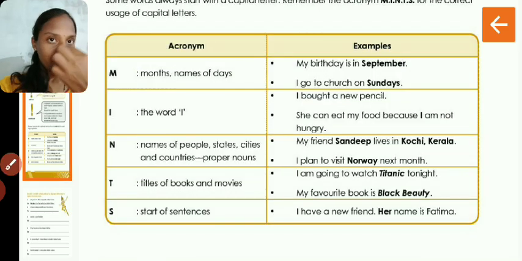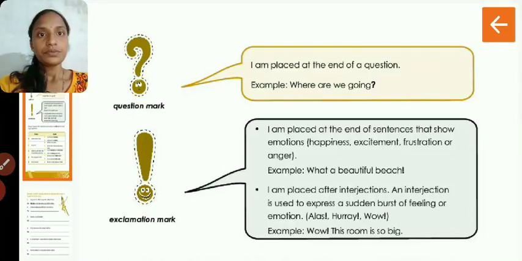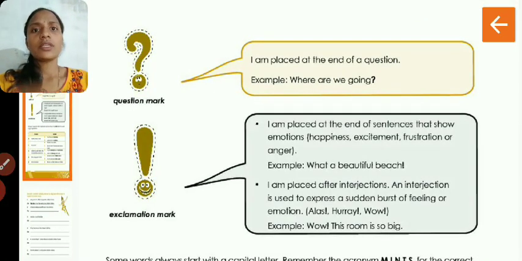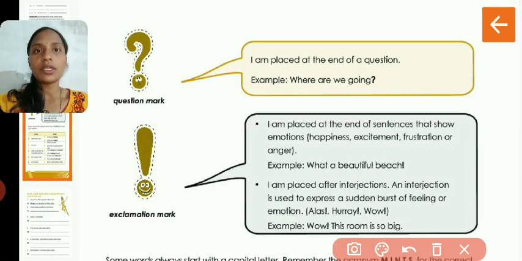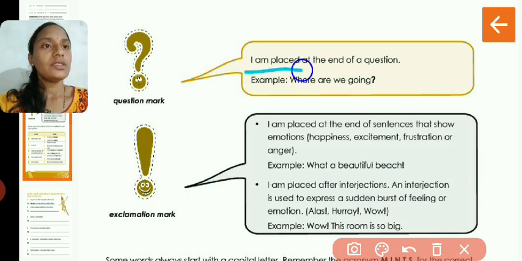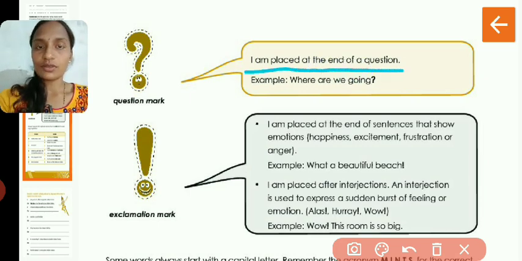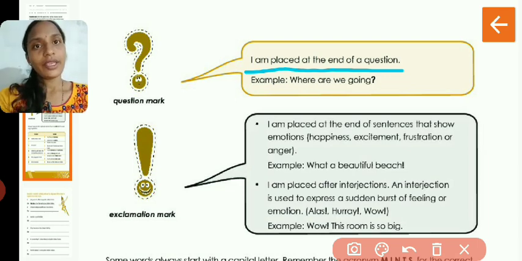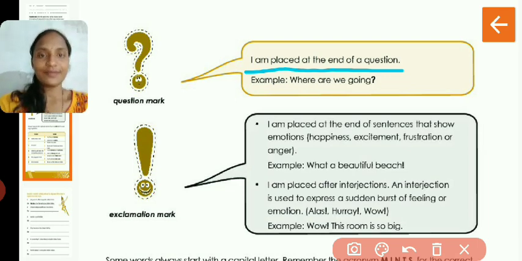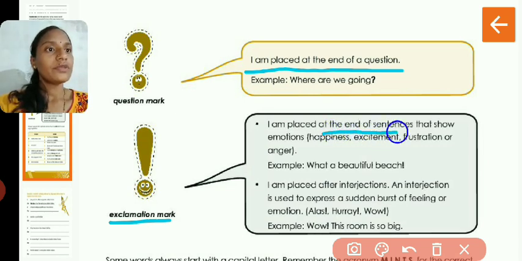Then we also use question marks and exclamation marks. So when a question mark is used, it is placed at the end of a question. Question mark is always used at the end of the sentence. And next is exclamation mark. So when exclamation mark is used, it is placed at the end of a sentence that shows emotions.